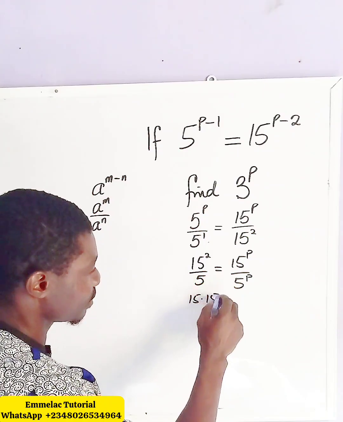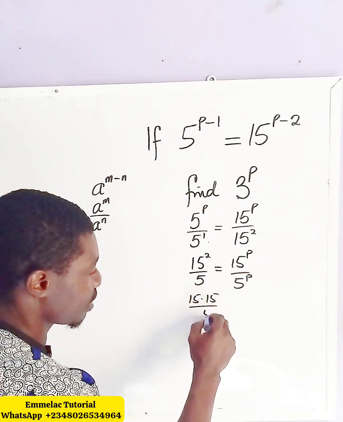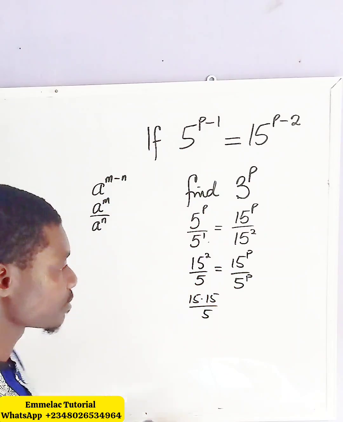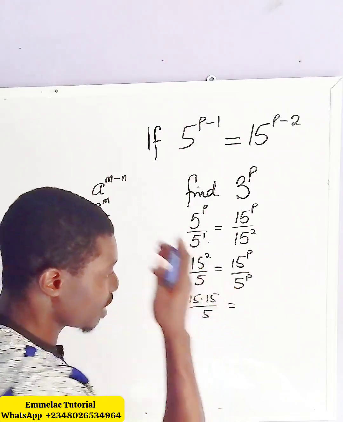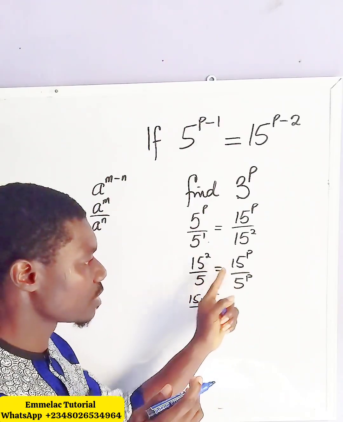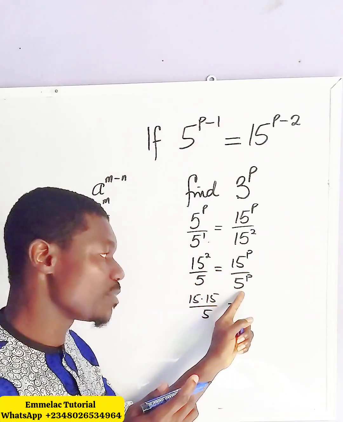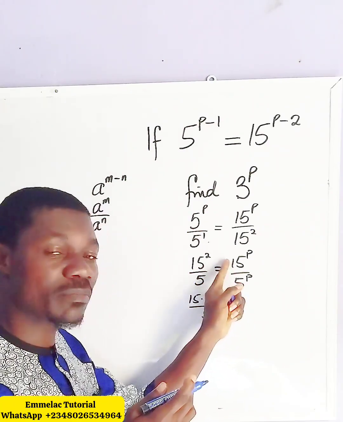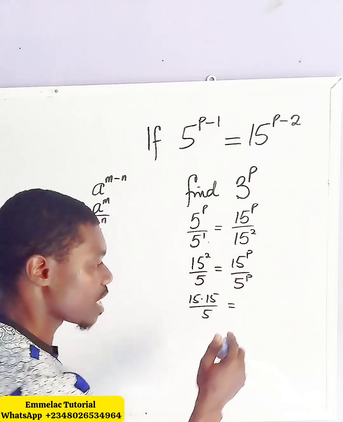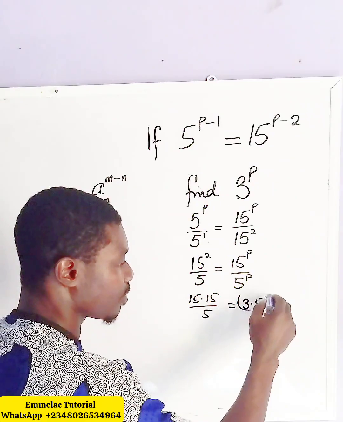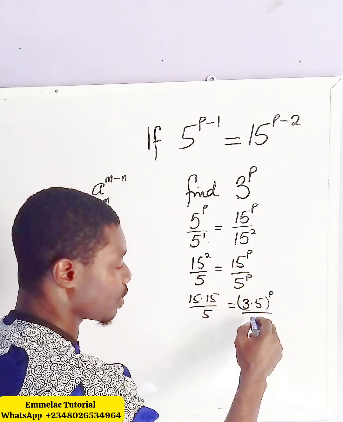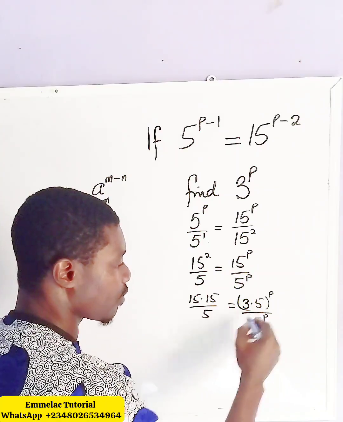So this now can be rewritten as 15 times 15 all over 5, right? Because 15 raised to the power of 2 is 15 times 15. Now since we have a base of 5 here, this 15 here can be written as 3 times 5, all raised to the power of p, then all over 5 raised to the power of p.